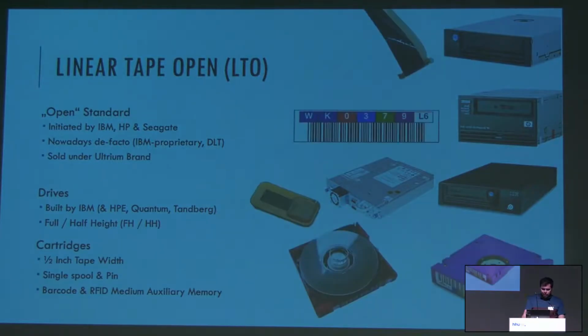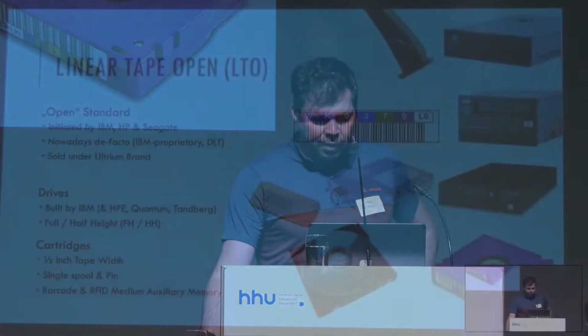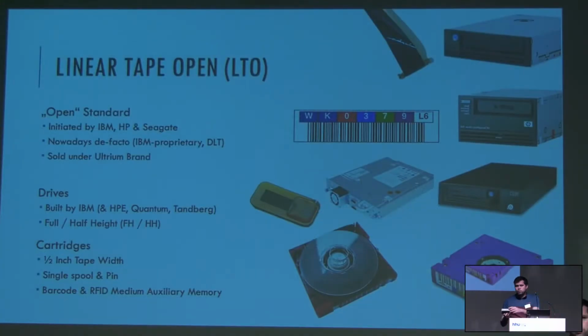Cartridges, yeah, they have a tape which is half an inch in width, so that's the height here basically. The tape can be quite long, so the latest generation has 1 kilometer of magnetic tape in that single cartridge. And it's a single spool, which is different from audio cassettes, just like we see it in the picture here as well. And there's a barcode on top, which is used by libraries or robots picking the tapes, and also some RFID memory inside it.